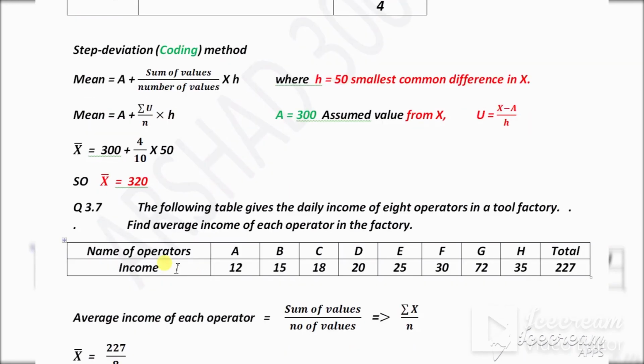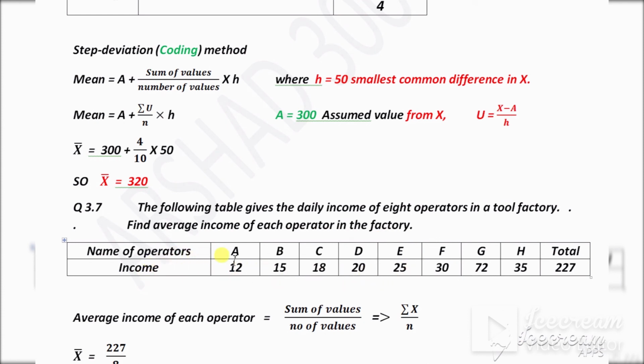Now the last question, 3.7. The following table gives the daily income of 8 operators in a tool factory. Find the average income of each operator in the factory.